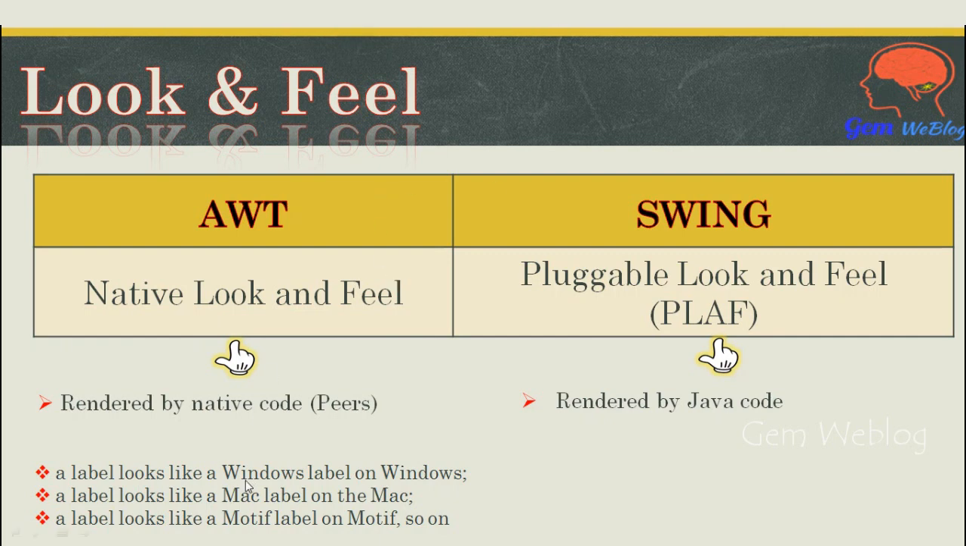So native look and feel means that if you are implementing a label on Windows, it will look like a Windows label. If you are implementing the label on Mac OS, it will look like a Mac label. Same if you are implementing on Motif, it will look like a Motif label. So based on the existing operating system, the components will look different.